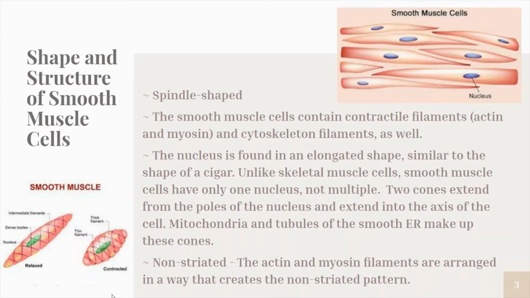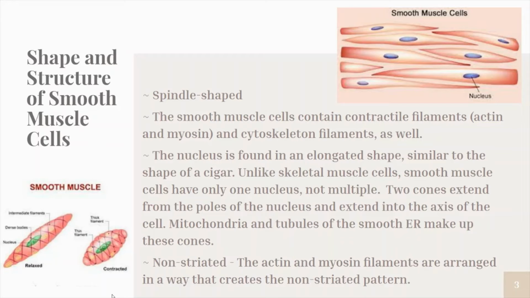The nucleus is found in an elongated shape, similar to the shape of a cigar. Unlike skeletal muscle cells, smooth muscle cells have only one nucleus, not multiple. Two cones extend from the poles of the nucleus and extend into the axis of the cell. Mitochondria and tubules of the smooth ER make up these cones.